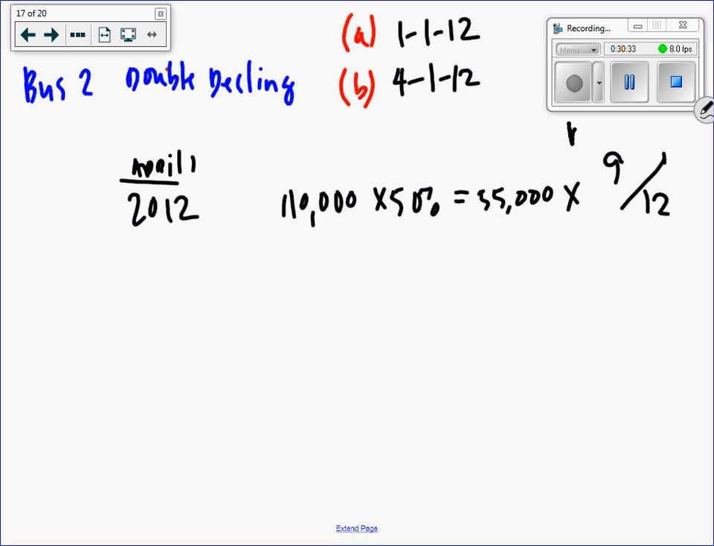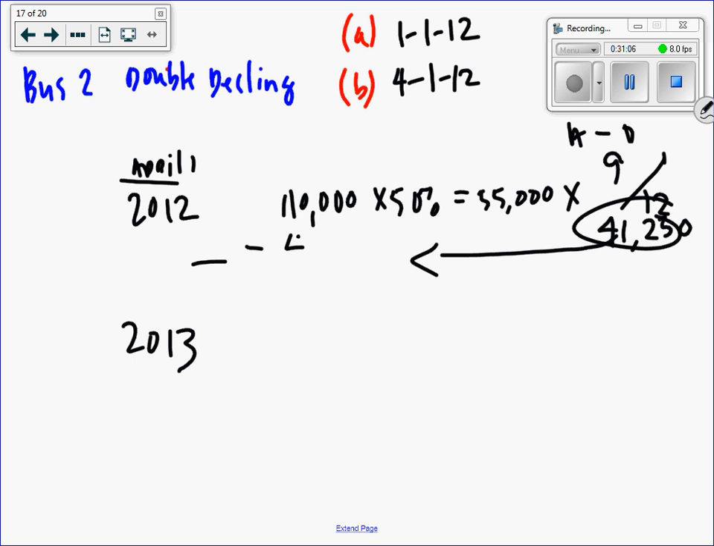Because we had it all of April, all of May, all of June, all the way through December. Because they're asking you to figure out what's it worth at the end of the year. Okay, so at the end of year 2012, the thing was at 41,250 instead of 55 because we had it 9 of 12 months. We still, before we'd go on to 2013, we'd still take this number minus what we bought it for.